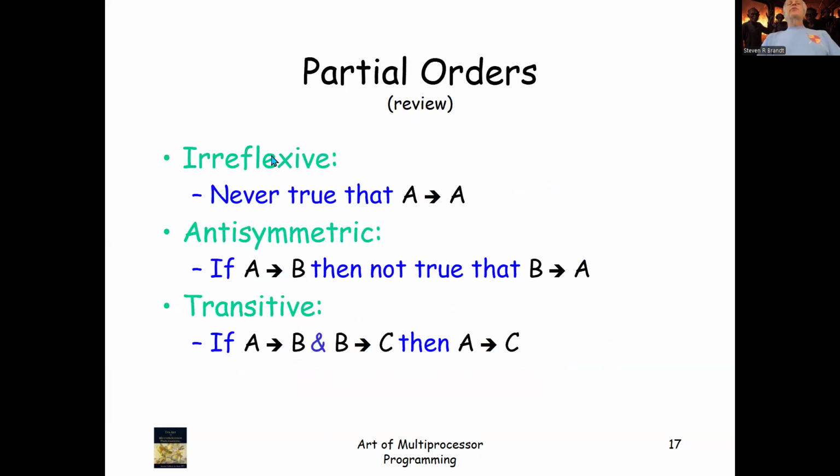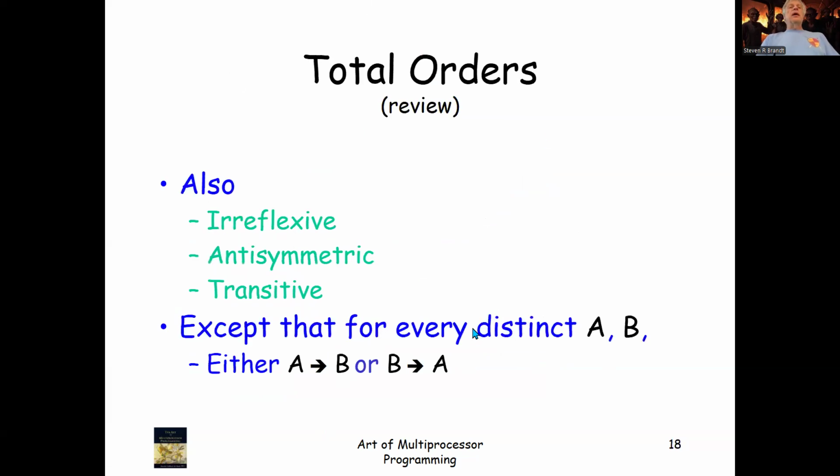So we say it's irreflexive, that A does not precede A. It's antisymmetric: if A precedes B, then B does not precede A. And it's transitive. That's what we call a partial order. Then we have a total order, which is the same, except that it's required that either A precedes B or B precedes A. So our events are going to be a total order, and our intervals are going to be a partial order.